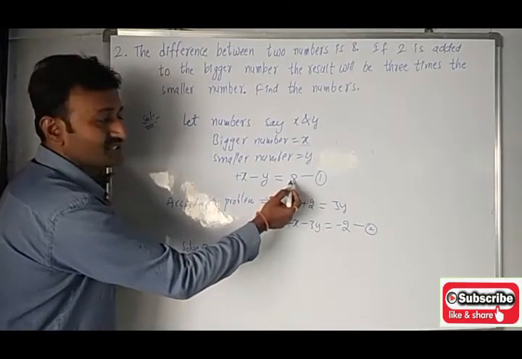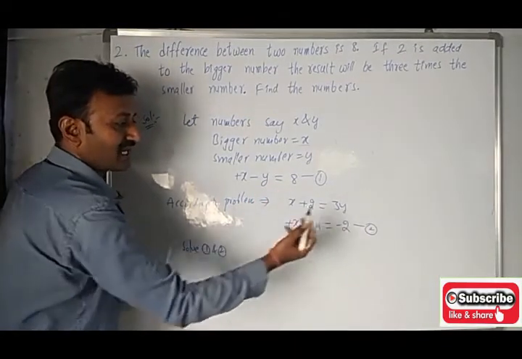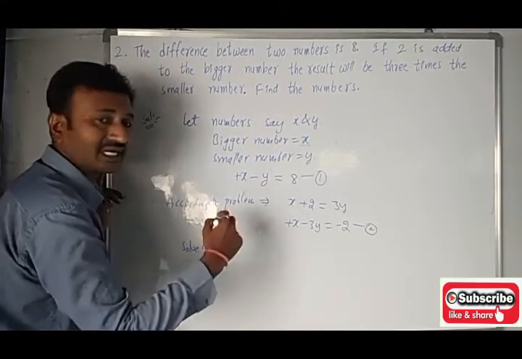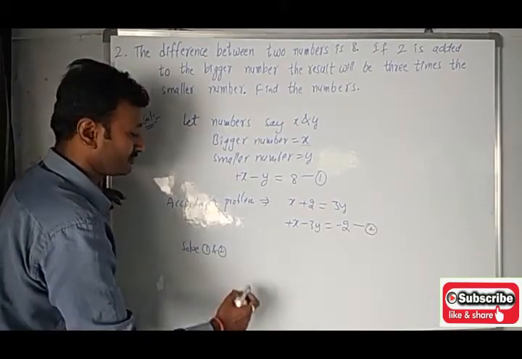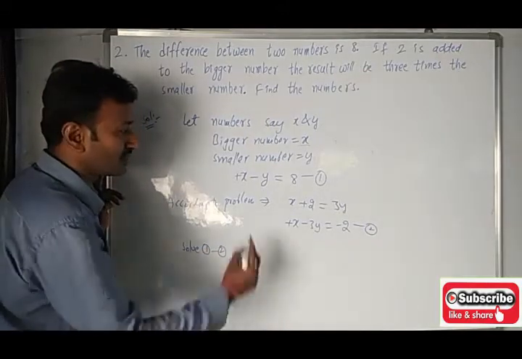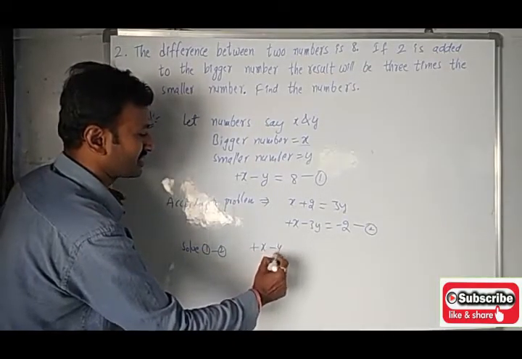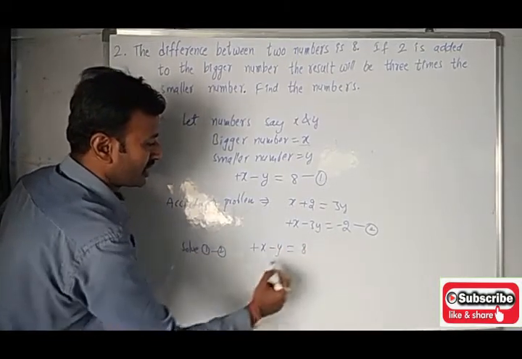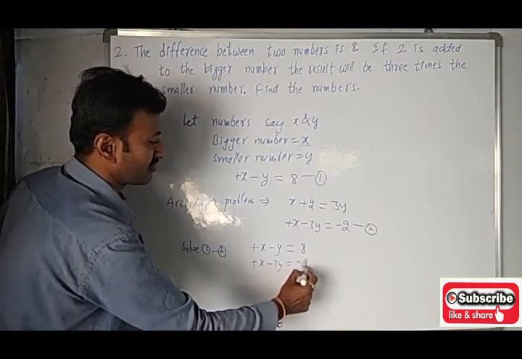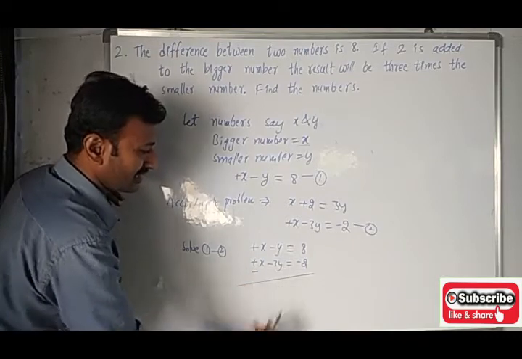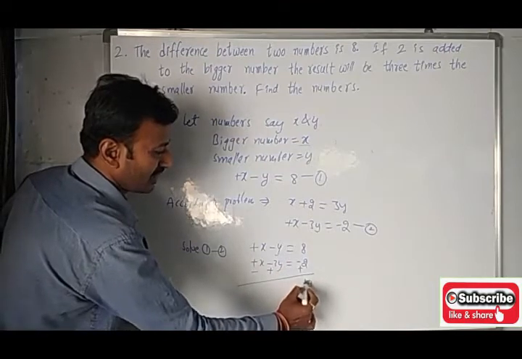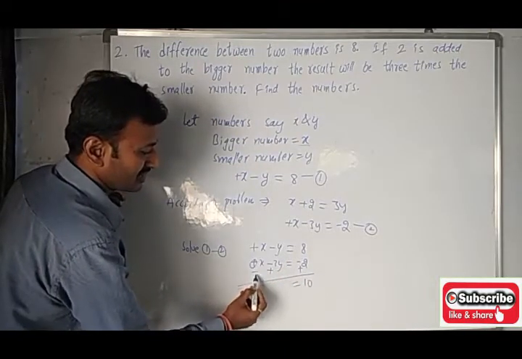Plus x minus y is equal to 8, plus x minus 3y is equal to minus 2. Here both x have the same sign. Both y also have the same sign. So here addition is not possible. We have to subtract, equation 1 minus equation 2. So let us write plus x minus y is equal to 8. Down, second equation plus x minus 3y is equal to minus 2. Here the second equation signs will change. Their opposite signs will come. 8 plus 2, 10. Here plus x, this now minus x.